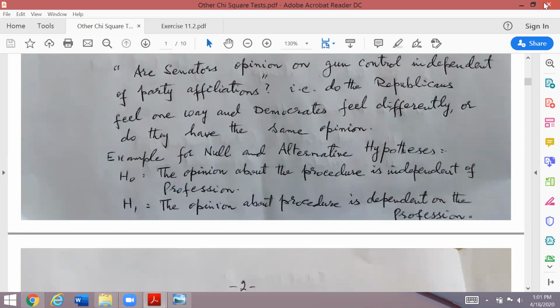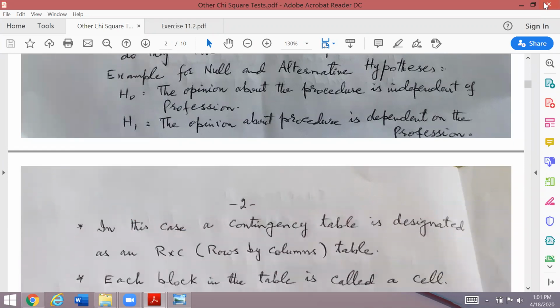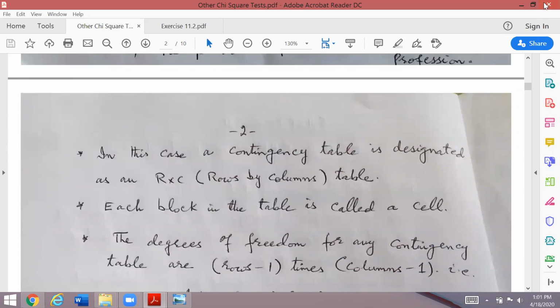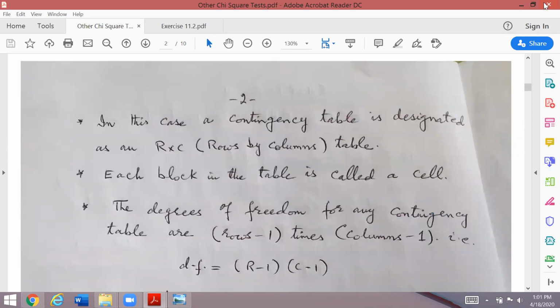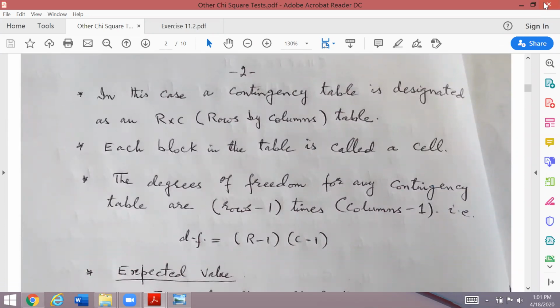Now keep understanding. In this case, the contingency table is designated as an R cross C table, R for rows and C for columns. So it's a sort of matrix you will be having. It will be in tabular form, and there will be certain cells, and in each cell you will be having some values. So there are rows and columns. This is called the contingency table.